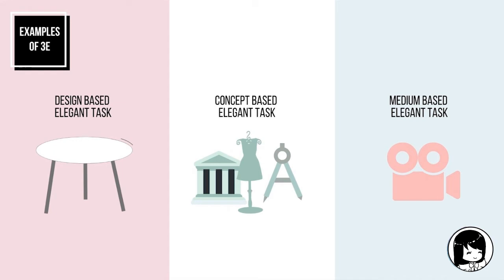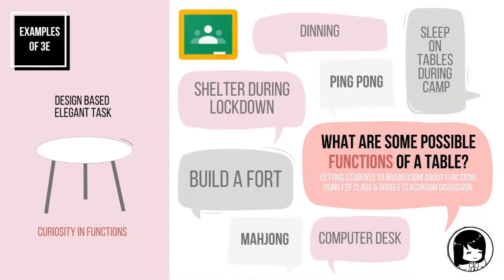The first one is a design-based elegant task. Second one is a concept-based elegant task. And the last one is a medium-based elegant task. For a design-based elegant task, what we find important is for students to understand a function of art in society. And this can actually go from something that prescriptive to something that is very autonomous.